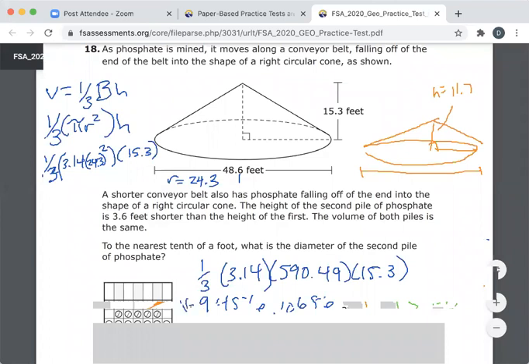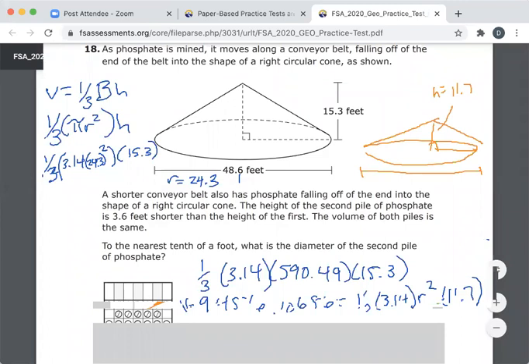And now I can say the volume equals 1/3 the area of the base, or pi r squared, 3.14, times radius squared times the height. And the height of the smaller one is 11.7. So now we're reverse engineering it. So I have this big 9,000 number. I'm going to divide it by 11.7.